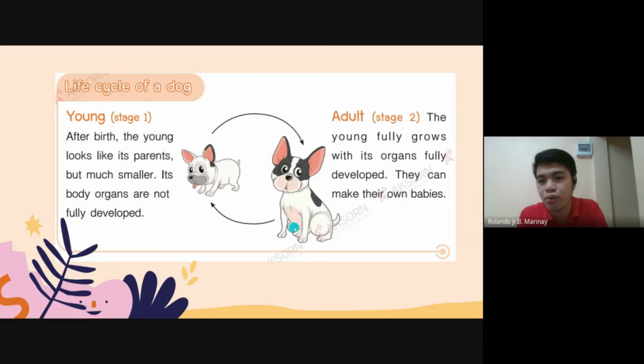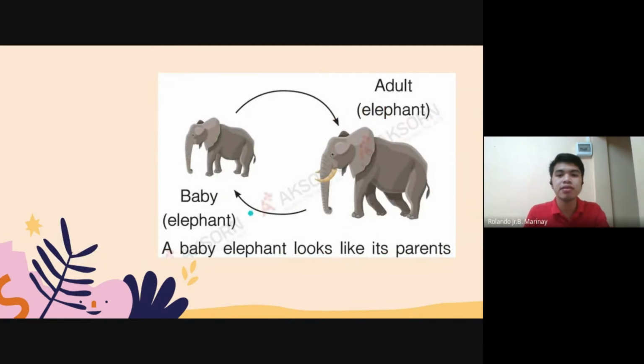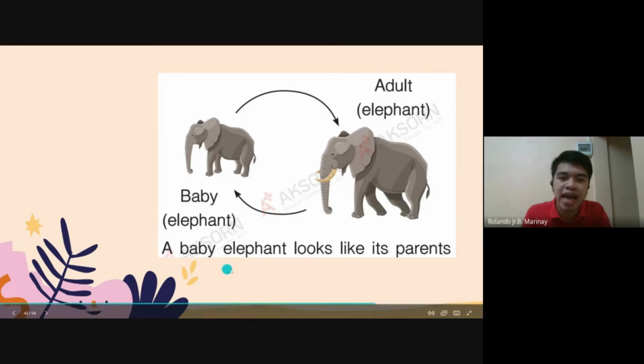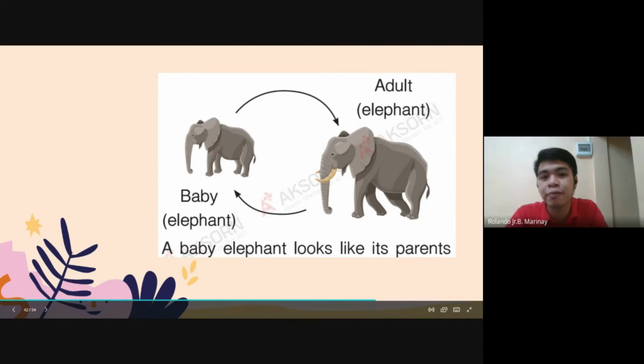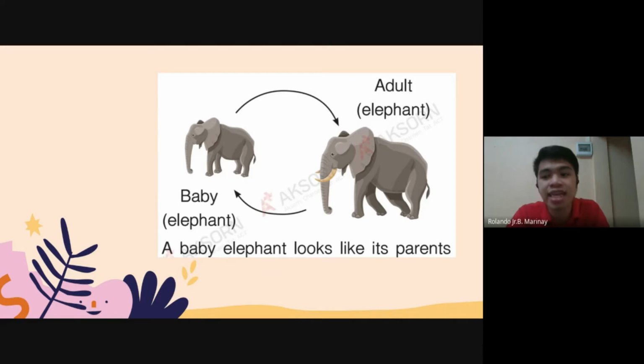The young fully grows with its organs fully developed. They can make their own baby. Okay, when the animal is an adult already, it can have its own baby. All right. Next is the elephant. This is the baby elephant, which looks like the adult but much smaller and younger. This is the baby elephant, and this is the adult elephant. A baby elephant looks like its parents, but some of the parts are not yet fully developed.